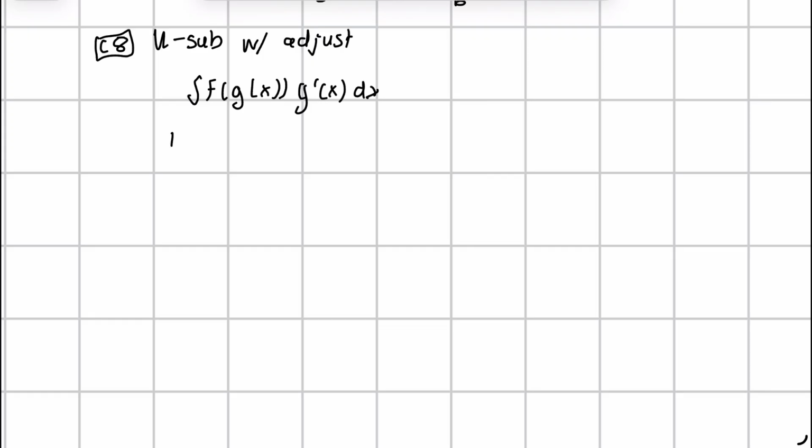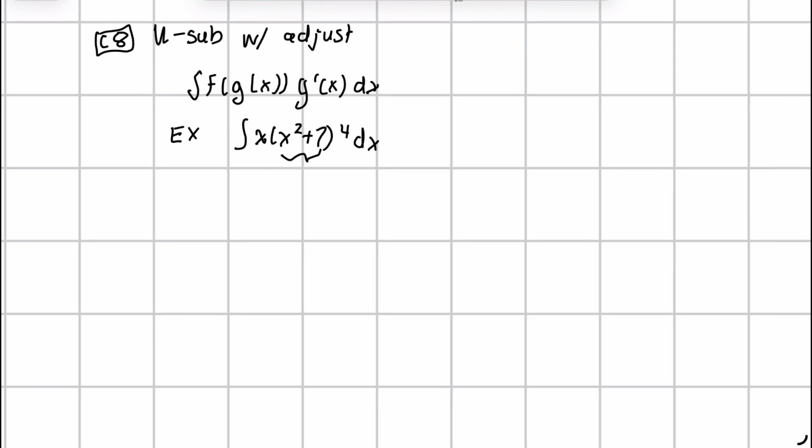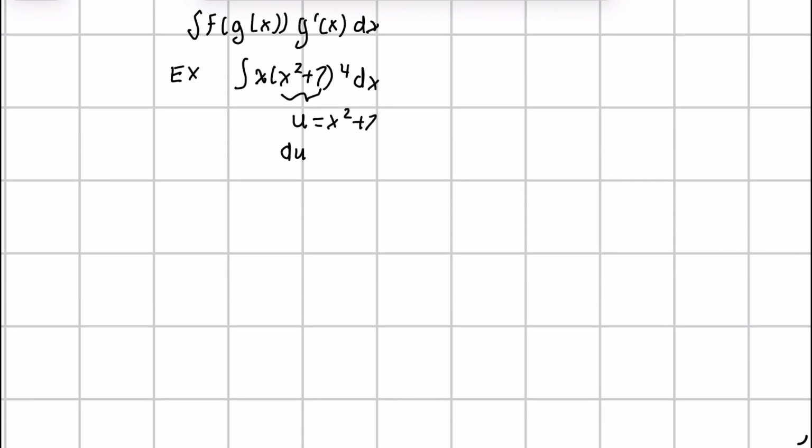So in this example, we have the integral of x times (x squared plus 7) to the power of 4 times dx. So we're going to make our inside function equal to u. That's going to be x to the power of 2 plus 7. And the derivative of this is going to be, we're going to move 2 to the front. So we're going to have 2x, and we're going to subtract 1 from 2, which is going to give us 1. And then we're going to multiply that by dx.